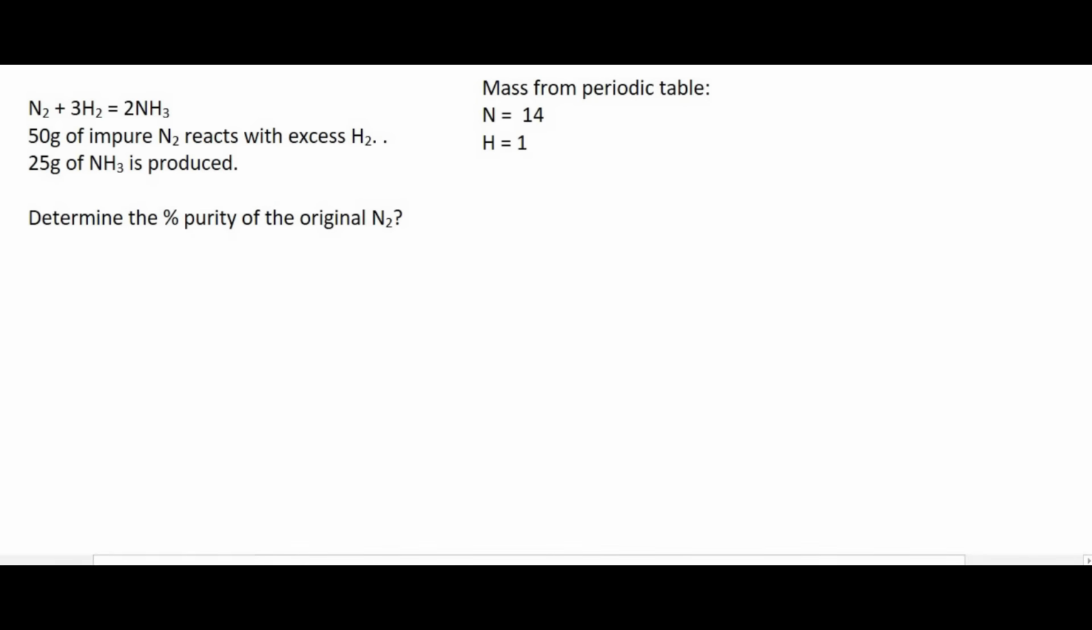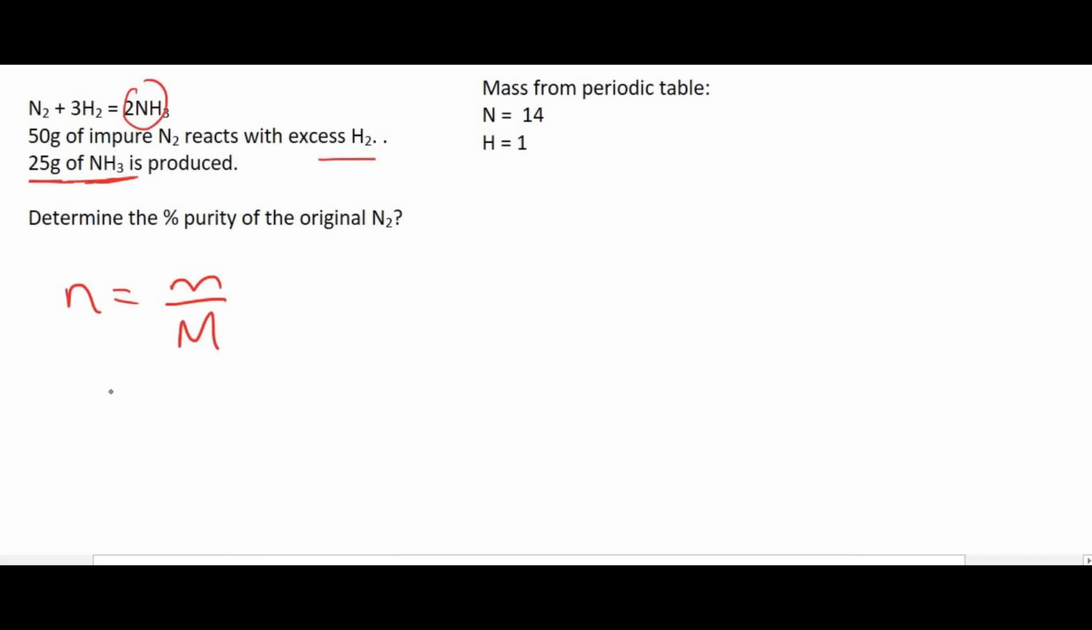So here's another one, guys. Look how they start the question. 50 grams of impure. Don't use that one. It's impure. You can't use it, so you ignore that. It reacts with excess hydrogen. 25 grams of NH3 is produced. That's our starting point, 25 grams of NH3. So we convert that into moles. It's all about the moles.